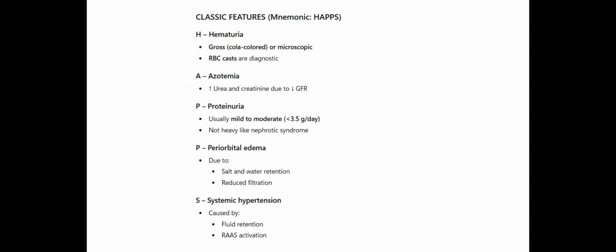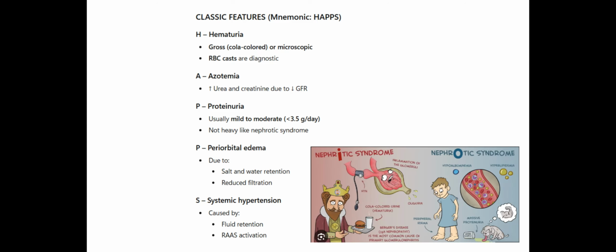Clinical features of nephritic syndrome. Hematuria. Hematuria is the most prominent feature of nephritic syndrome. It may be microscopic or gross, giving urine a cola or smoky appearance. The presence of red blood cell casts in urine is a hallmark of glomerular inflammation.